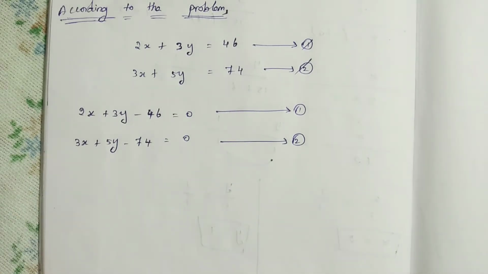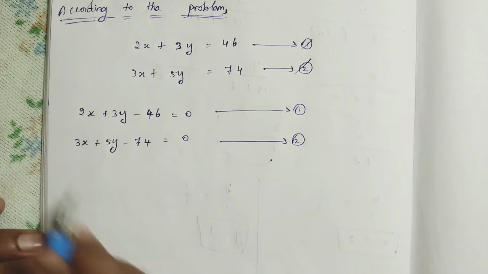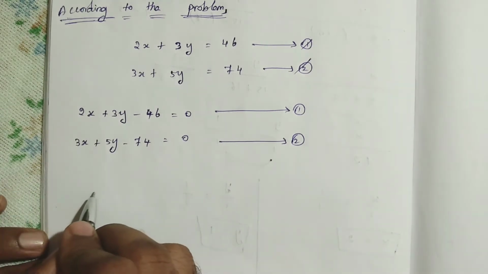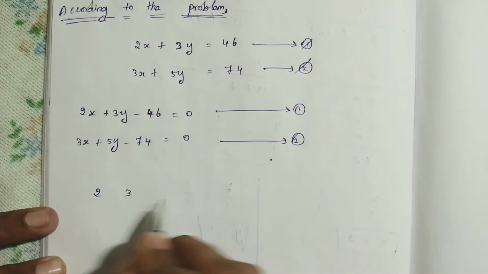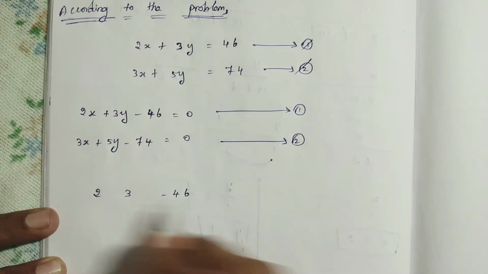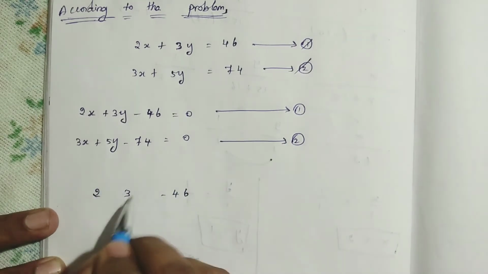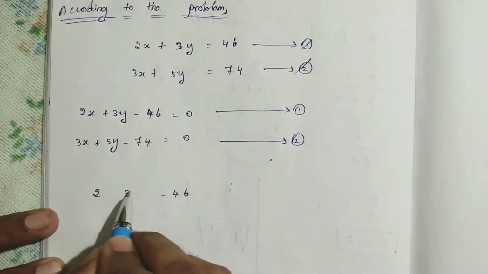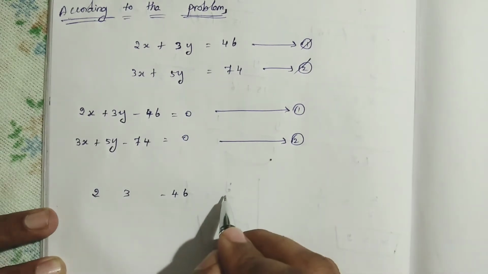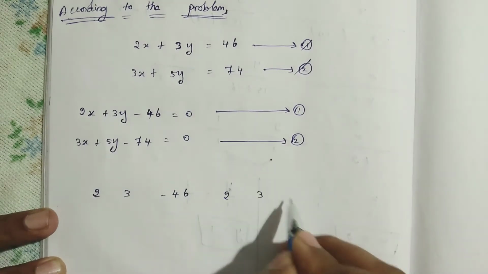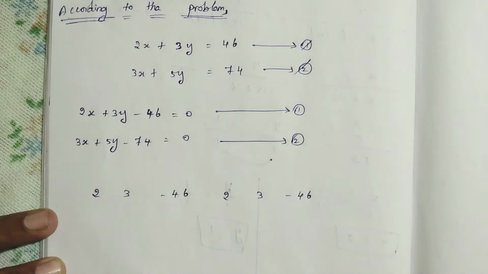Now we know the procedure to write the formula and the mnemonic. Now we go with the numbers. We don't want to waste time writing the formulas here. What is a1 here? That is 2. So 2, 3, minus 46. The same thing we should repeat: a1, b1, c1, that is 2, 3, minus 46. Are you all clear what I am doing here?